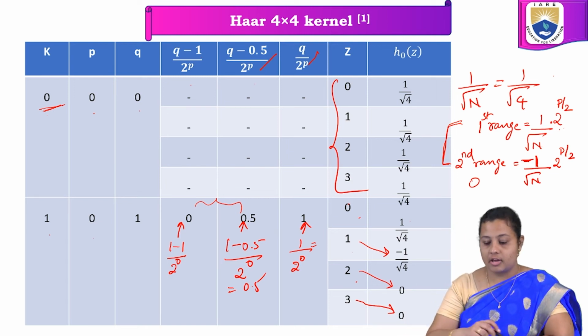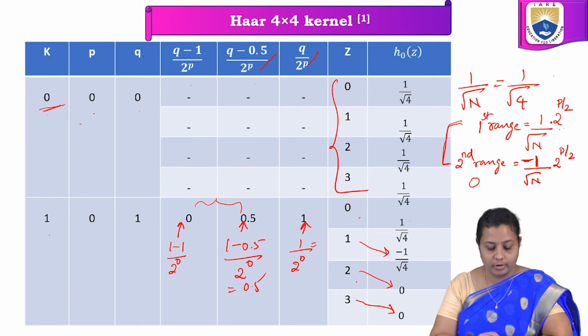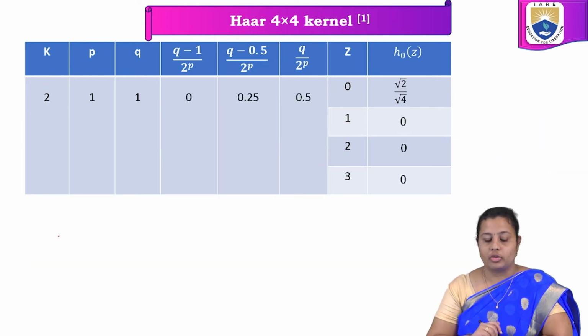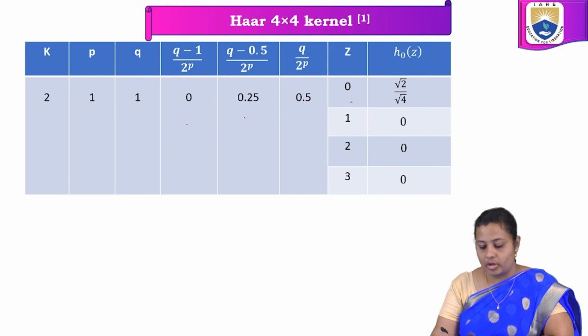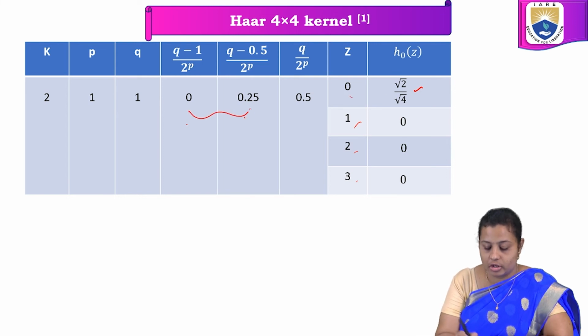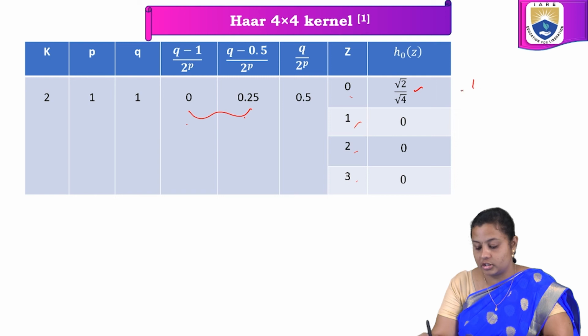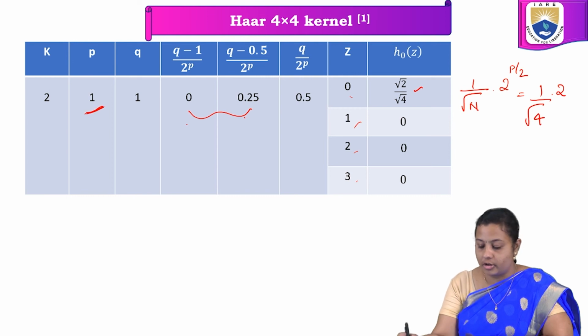Next, since the K values are 0, 1, 2, 3, we have calculated for 0 and 1. So when K is equal to 2, we get the values of the ranges as 0, 0.25, 0.5. When we check the range for the Z values, we see that it is falling in the first range. If it is falling in the first range, it is given by 1 by square root of n into 2^(P/2), which is 1 by square root of 4 into 2^P, and here that is 1 by 2.